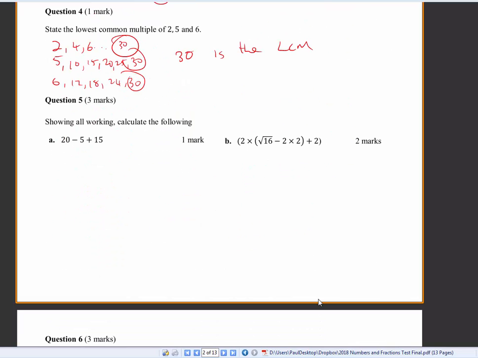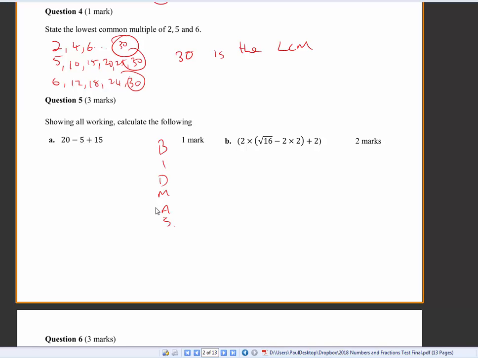Alright, this one here was done pretty well by the girls in my class anyway. So what we had was 20 subtract 5 plus 15. A lot of you guys used the acronym BIDMAS or BODMAS to do this problem. And really what I was looking for there is which one do you do first?